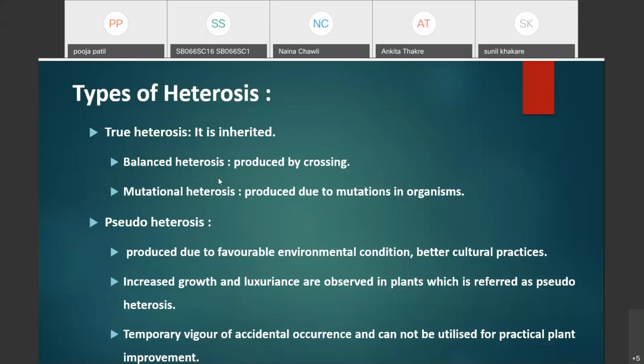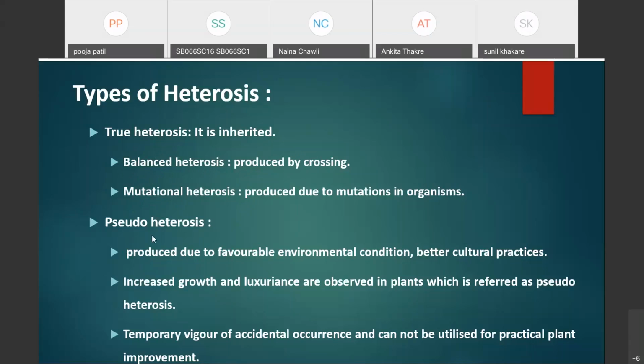These are the two types of true heterosis. Of these two types, the balanced heterosis is of utmost importance to the plant breeder than the mutational heterosis. Here the plant breeders are mainly concerned with balanced heterosis rather than mutational heterosis, because balanced heterosis is produced due to the crossing of two homozygous inbreds.